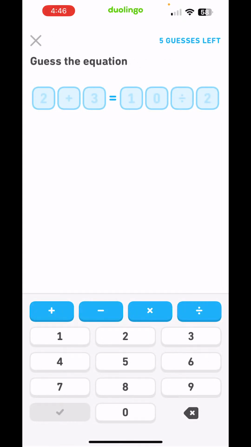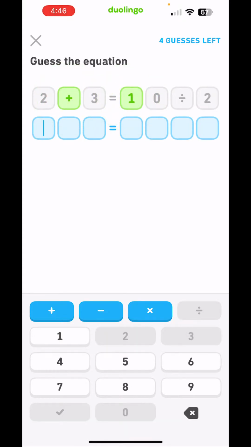Okay, guess the equation. So it says 2 plus 3 equals 10 divided by 2. So I'm just going to type that in. 2 plus 3 equals 10 divided by 2. All right, so anything that's green, that means that the number or the equation actually belongs there. So what could this be? And this is actually not division, so it's either addition or subtraction or multiplication, and it's not 2 or 3 or 0, so they grayed out those numbers.